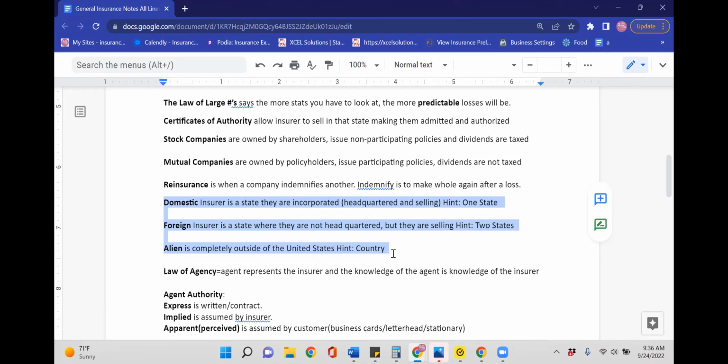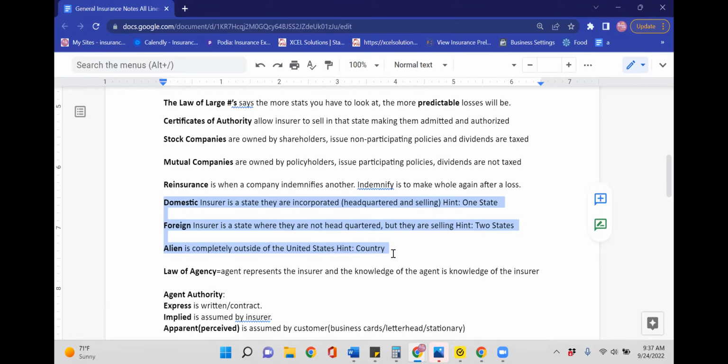They are domestic to Illinois. If they're headquartered in Illinois and selling in Illinois, they are domestic to Illinois. Only one state is mentioned. Now, that company may be domestic in Illinois, but they could be selling in Michigan. When they're selling in Michigan, they are known as foreign.